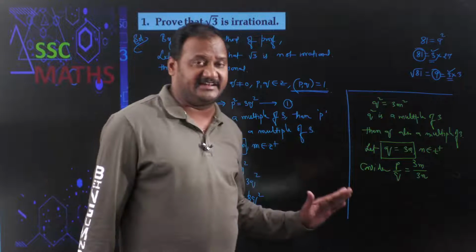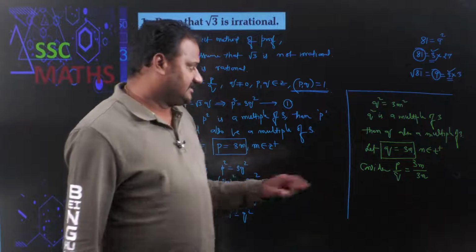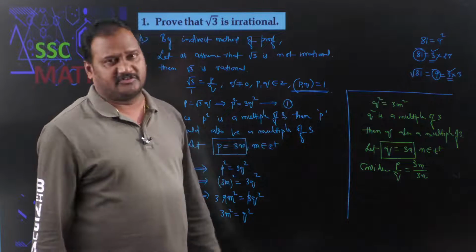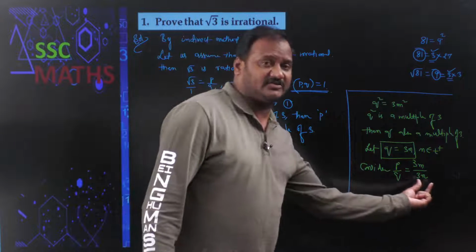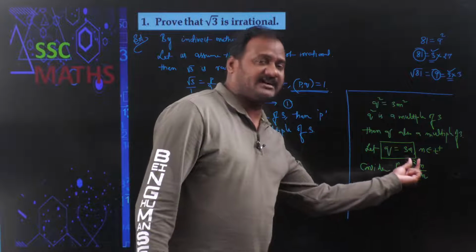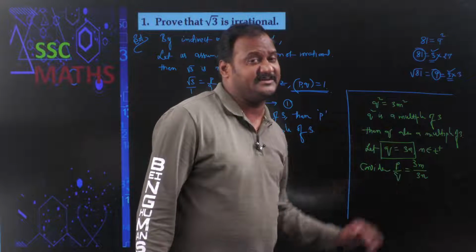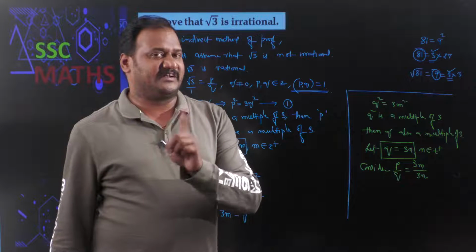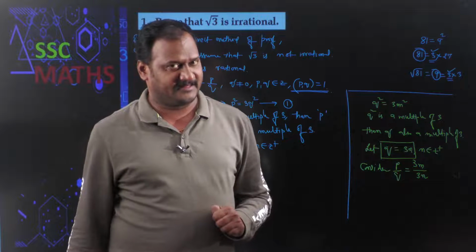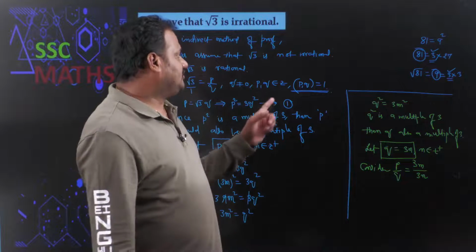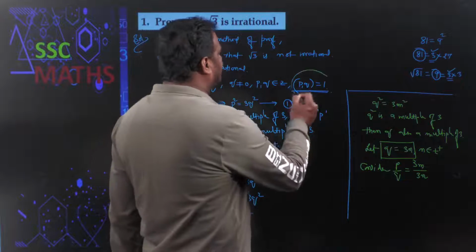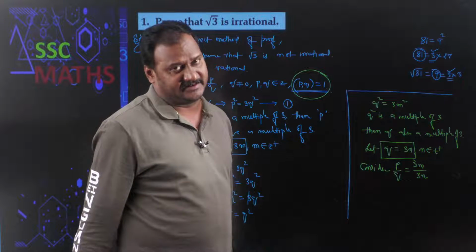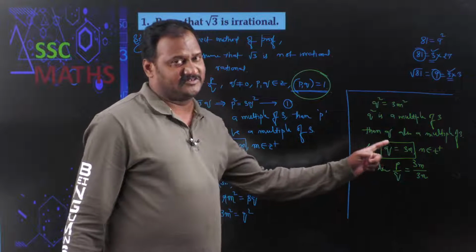You don't cancel 3 and 3 there. Why? Because in p divided by q, HCF of p comma q is equal to 1. But what is HCF of p comma q that you are getting here? HCF of p comma q is equal to HCF of 3m comma 3n. So HCF of 3m comma 3n is going to be 3, but it is not equal to 1. Did you get my point? Here you have considered that HCF of p comma q is equal to 1, but you are not getting HCF of p comma q equal to 1 here. You are getting HCF of p comma q equal to 3.